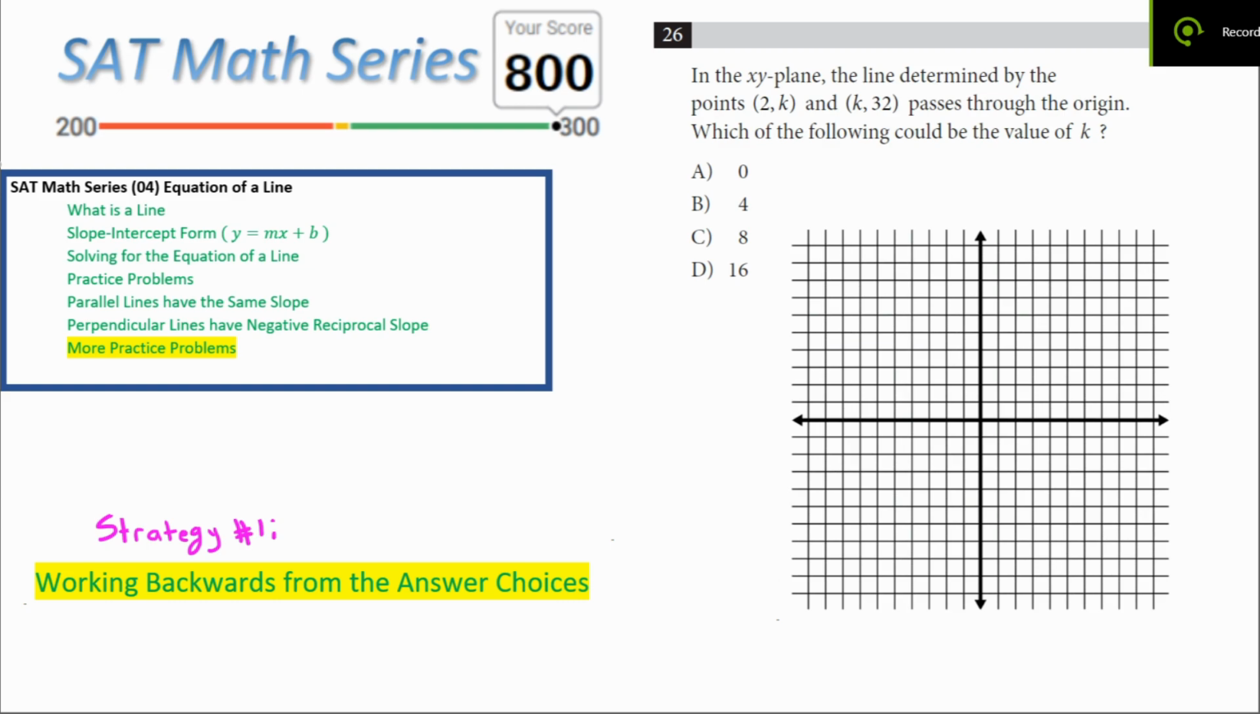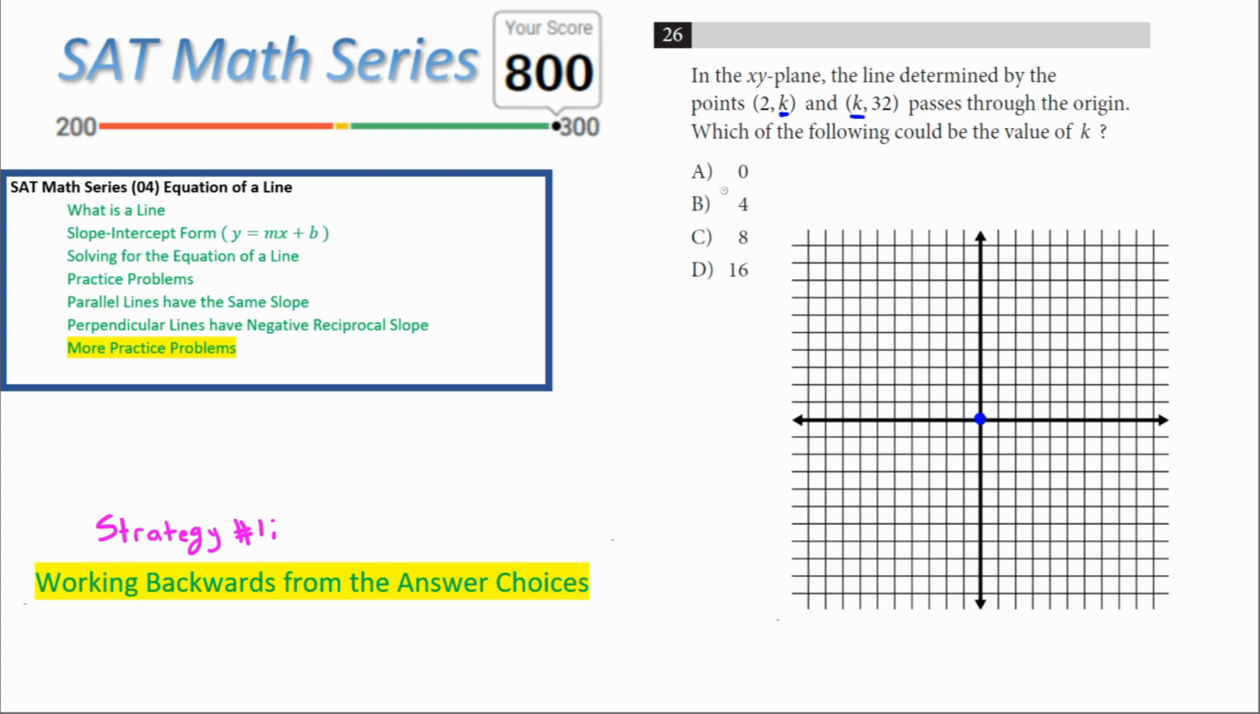All right, let's see a harder problem where we can employ our strategy of working it backwards through the answer choices. Number 26 here reads, in the xy plane, the line determined by the points (2, k) and (k, 32) passes through the origin. So it's kind of weird since the same constant is found here and here. Which of the following could be the value of k? And it might be unclear how to proceed.